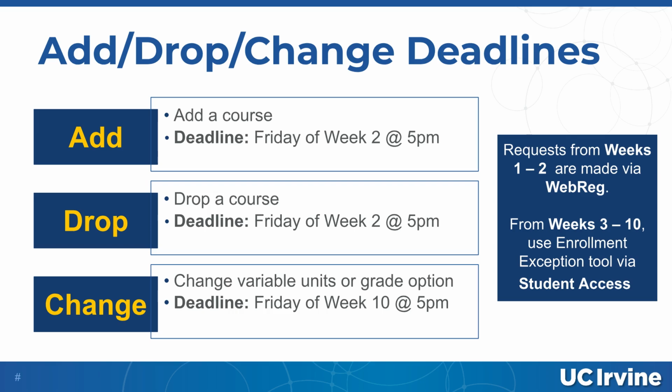Please note that requests to add or drop a course or to change a grade option are submitted through WebReg during weeks 1 and 2 of the quarter. Requests made during weeks 3 through 10 must be submitted as an enrollment exception through your Student Access account.